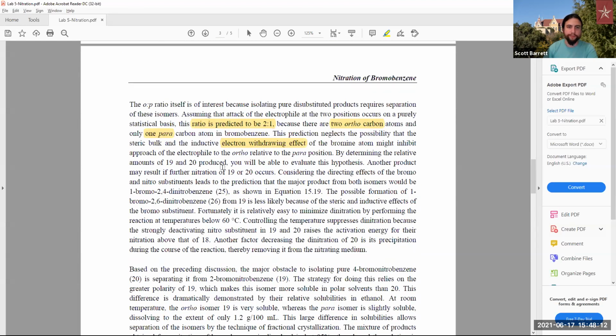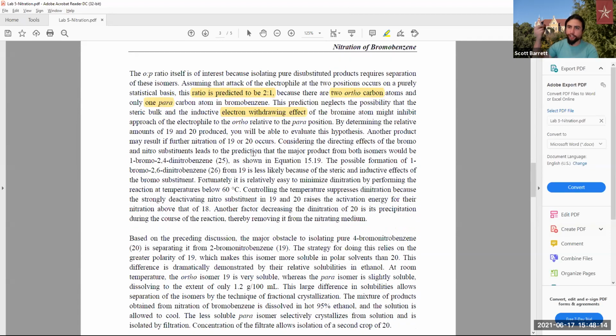Another product may result if further nitration occurs, because nitration can continue to occur if you let a reaction go for too long.